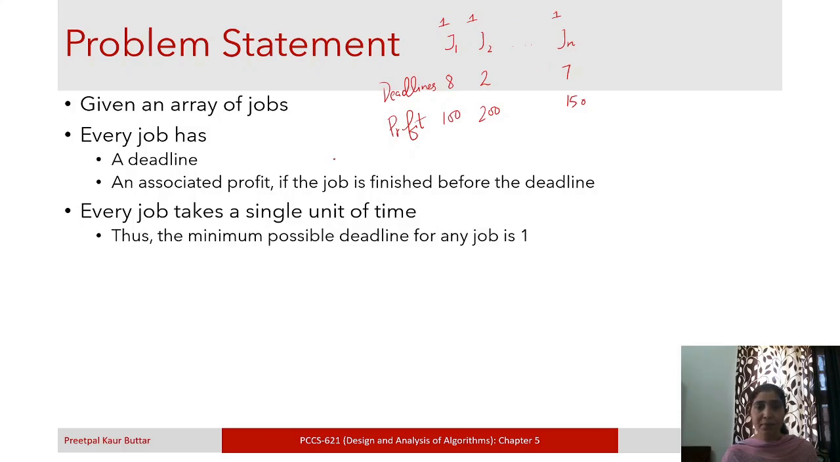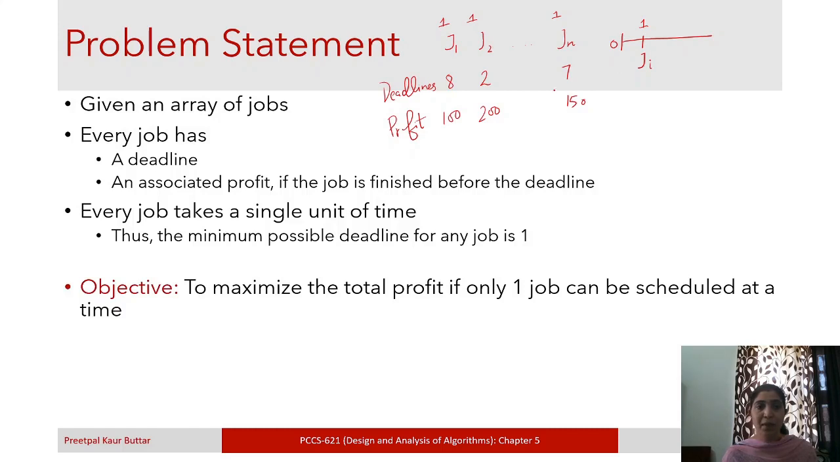Thus the minimum possible deadline for any job is 1. Why? Because each job takes a single unit of time. So suppose this is Ji, the minimum possible deadline for some particular job Ji is 1, right? So 0 is the time from where we start executing these jobs.